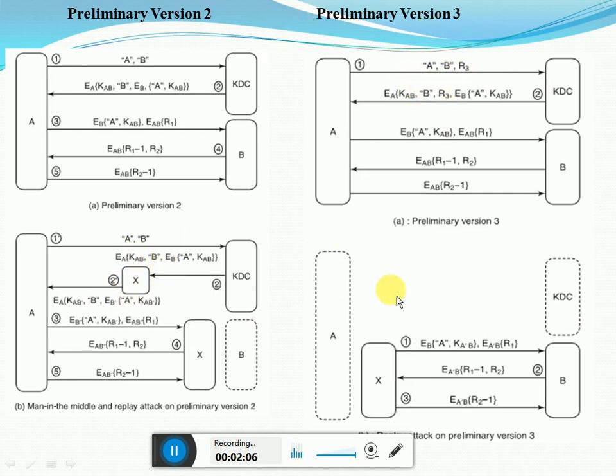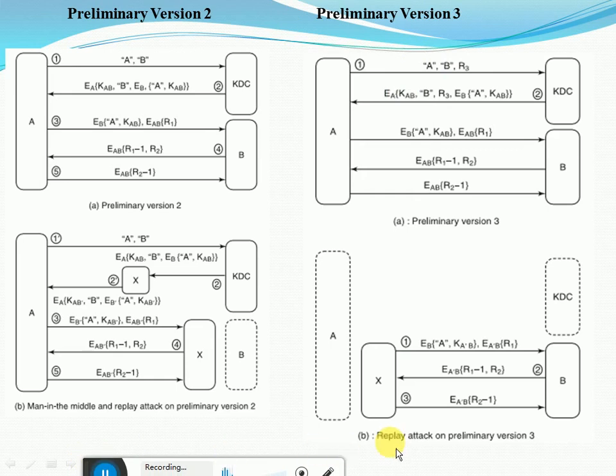But still, this version is not free from flaws. The major flaw noticed with this version is the same problem we noticed in version 2, that is, a replay attack. Previously, the replay attack was happening from, say, the side of B, but this time the addition of this nonce is solving that problem, but it is creating a new problem: the attacker can pose as A and initiate a communication with B. So this is the problem noticed with version 3, and the rest of the communications in this version are the same as version 2. So I'll not go into the details of these communications.